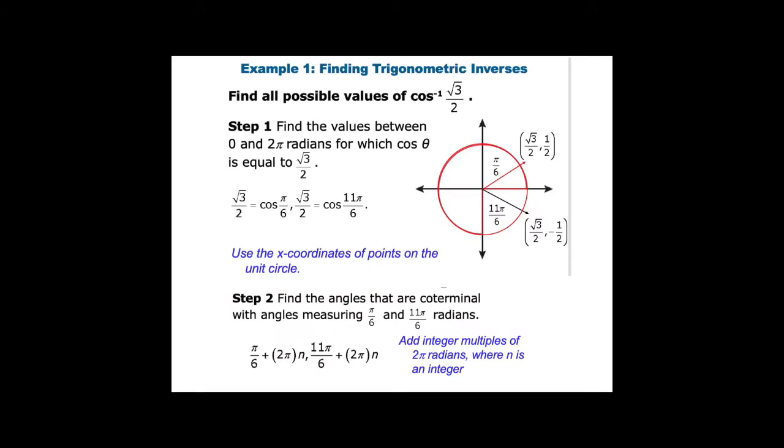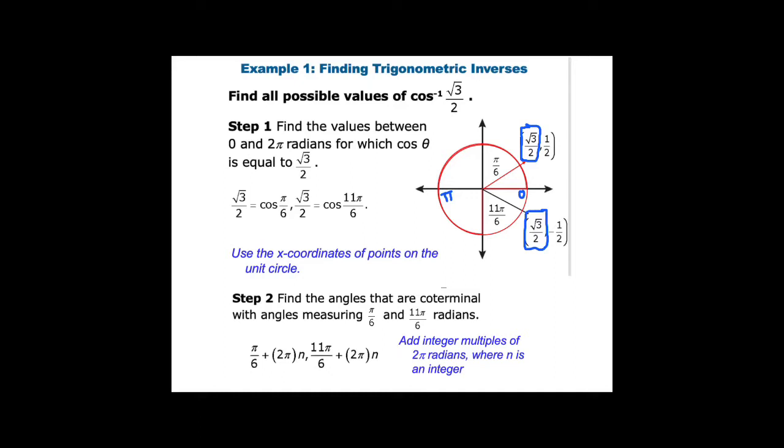So example 1, finding trigonometric inverses. Find all possible values of inverse cosine of the square root of 3 over 2. So here we are looking at our x values, and we have 2 of them. And we are just looking between 0 and 2 pi. So if we look back at our unit circle, we know that 0 is over here and pi is over here. So we're just looking at one full circle.